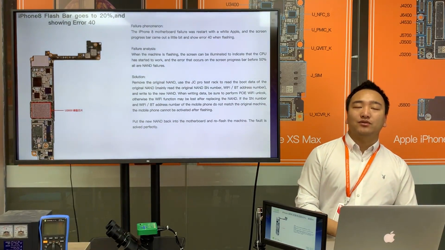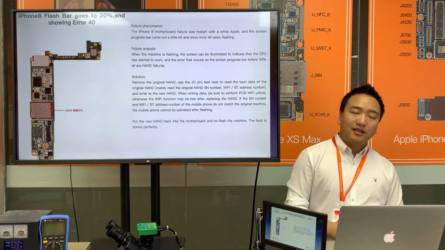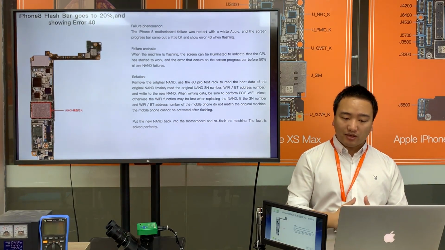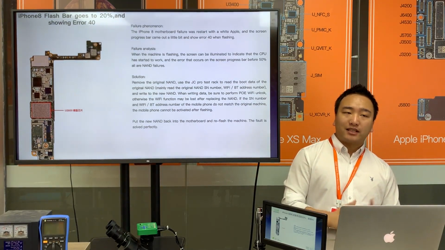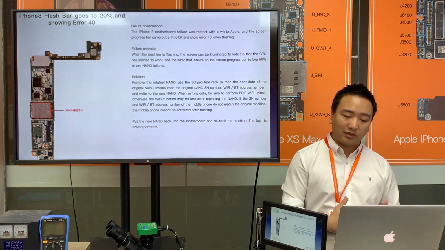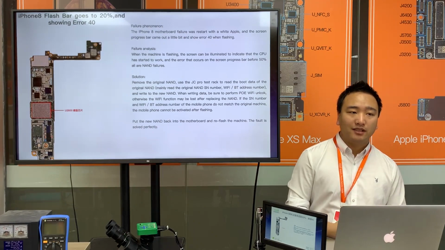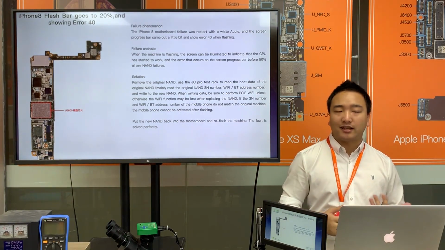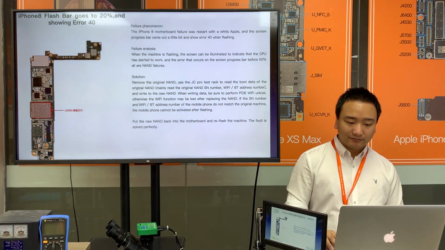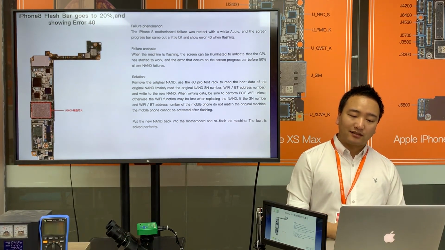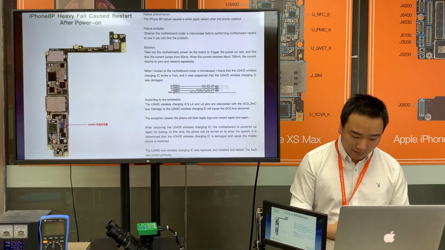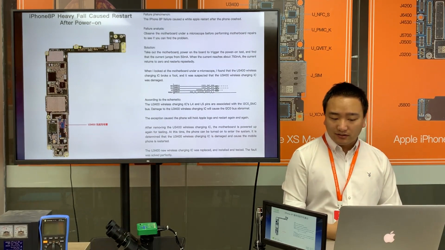Talking about the next case, this is an iPhone 8 Plus. After a heavy drop, the phone restarts and cannot power on. When we measure it, the current jumps from 15 mA to 715 mA. As we know, this current means the charging power has some problem. It means that the power IC of the motherboard has some problem.